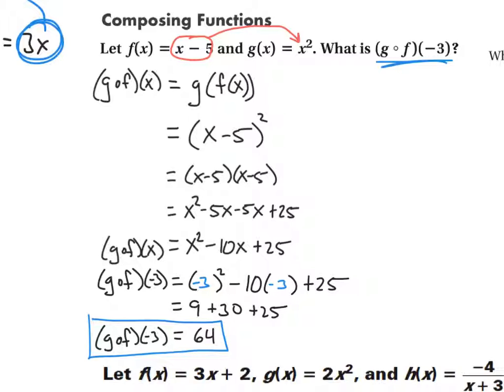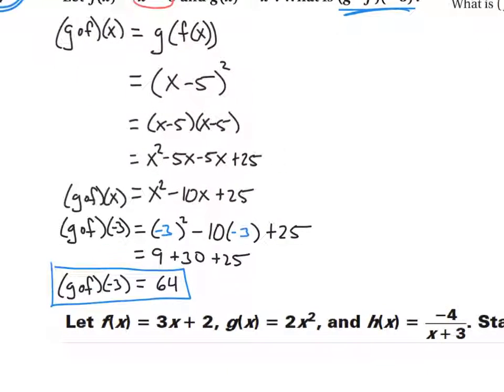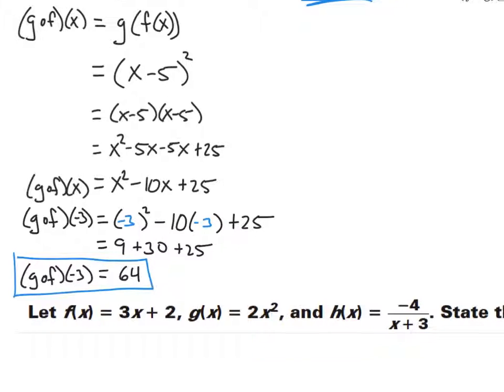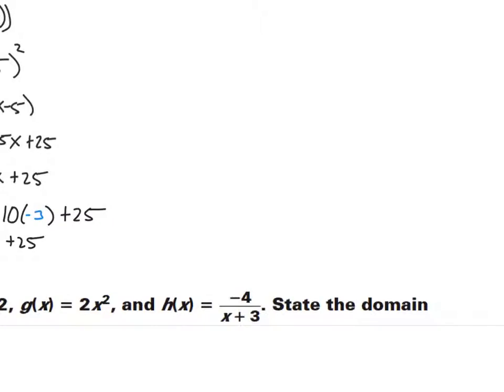Well, if you look at the next set of questions, they're telling us that f of x is 3x plus 2. They're telling us g of x is 2x squared, and that h of x is negative 4 over x plus 3. They want us to state the domain.